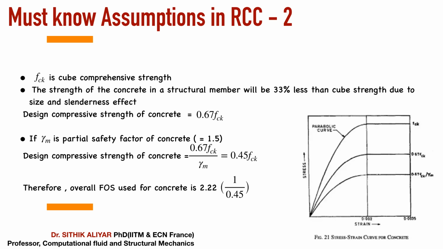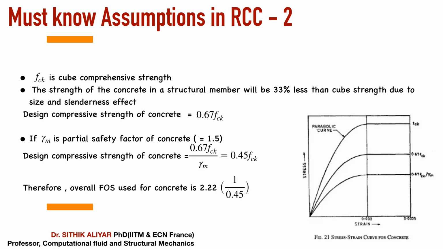If I am using a FCK 20 cube, when I break a cube, I will get 20 MPa. But if I break a cylinder of slenderness ratio 4 or 5, I will have only 13 MPa, I won't get 20 MPa. So remember that the concrete column or beam fails at 13 MPa itself.